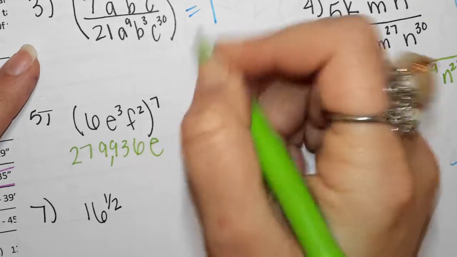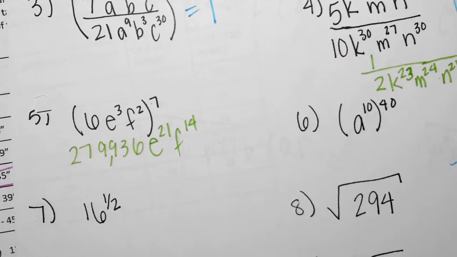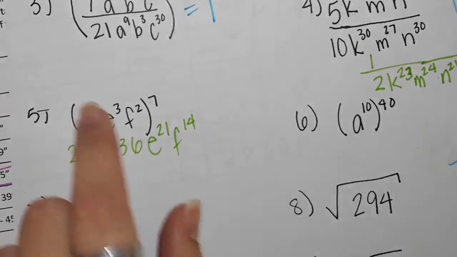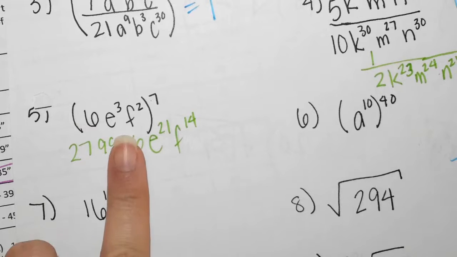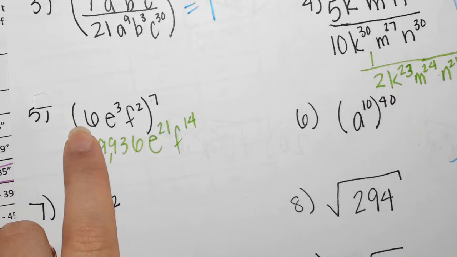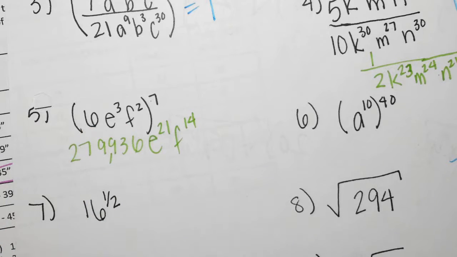Multiply. So 3 times 7 is? 21. 2 times 7 is? 14. Look at us go. I did multiply them, like 6 times 7. No. Okay, remember, we're learning properties of exponents. Is 6 an exponent? No, 6 is a coefficient. So you do what it tells you to do.